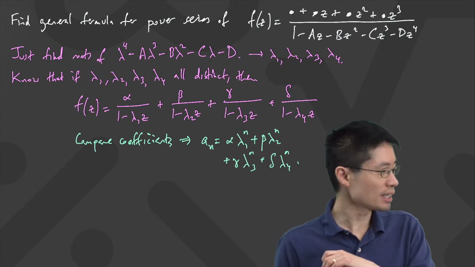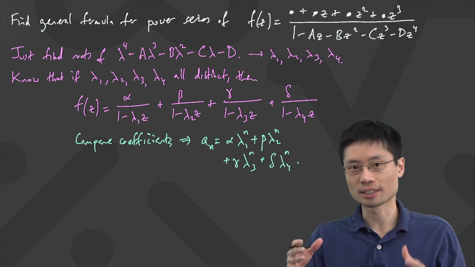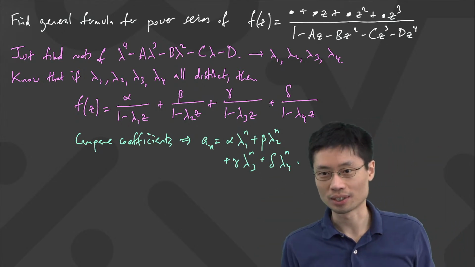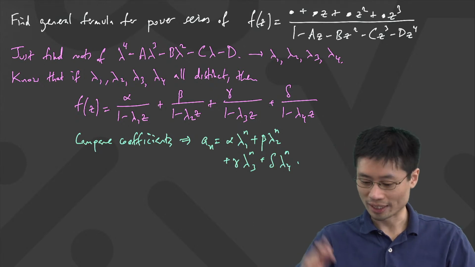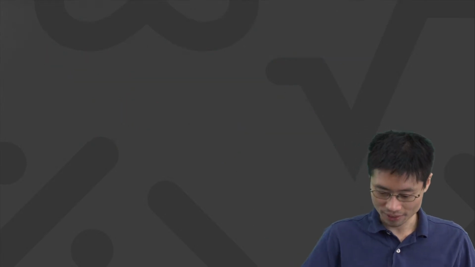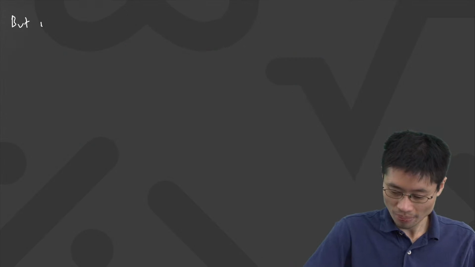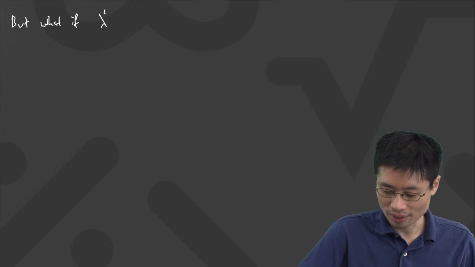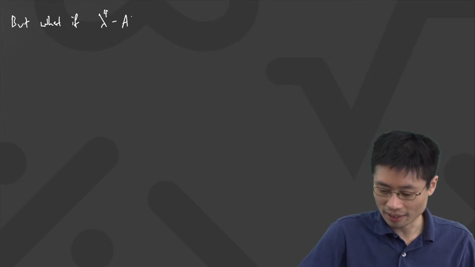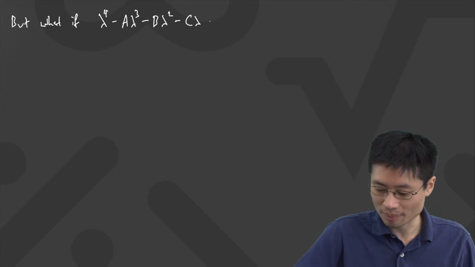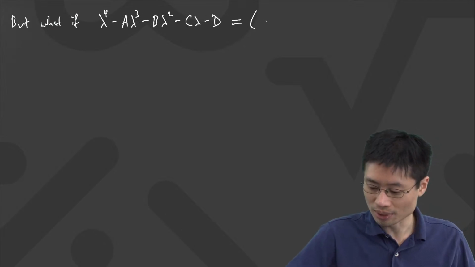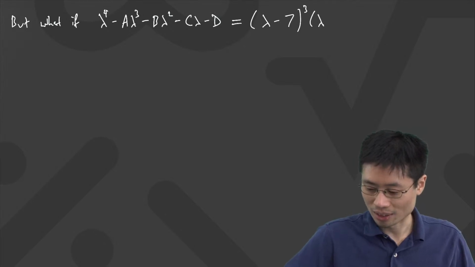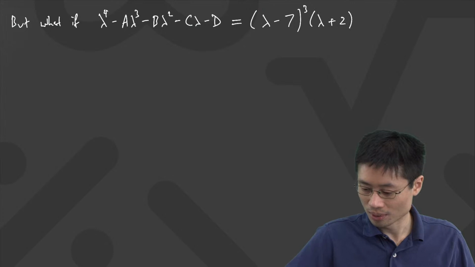Okay? So the next thing I want to do is put a numerical example of what I would do in the following situation. This is great if they're all distinct. But what if they're not? What if this lambda polynomial, lambda to the fourth minus a lambda cubed minus b lambda squared minus c lambda minus d, is equal to lambda minus 7 cubed times, I don't know, lambda plus 2 to the 1?